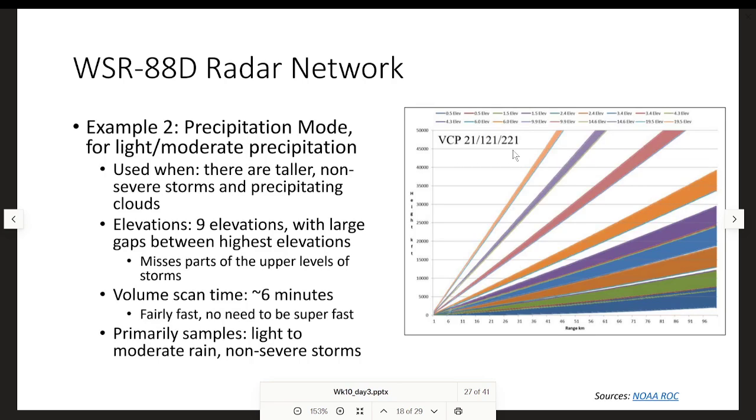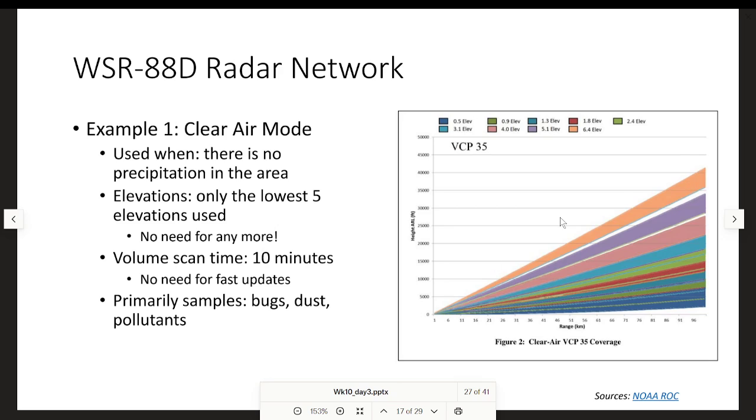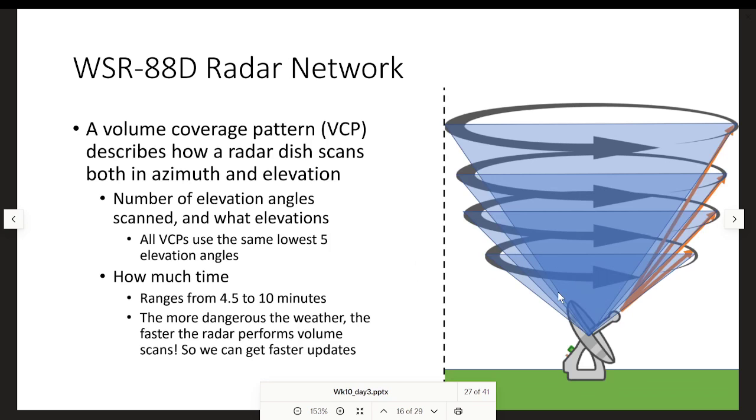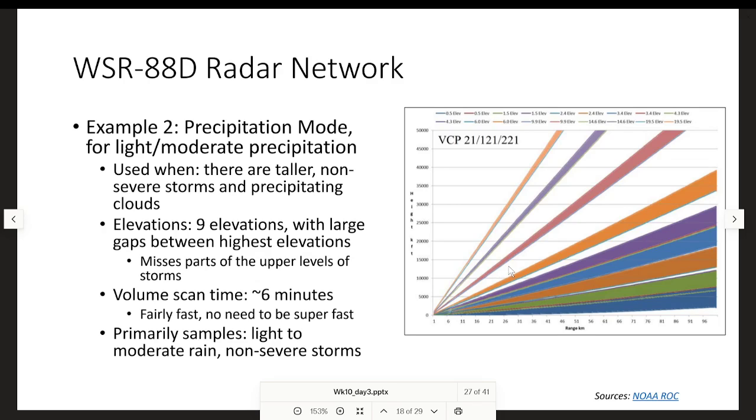Example 2 is a precipitation mode for light to moderate precipitation. So when there's taller non-severe storms and precipitating clouds, it will increase the number of elevation scans to 9 elevations. So as you can see, it's not going as far up here. This is the height above the ground, and this is the range. But when you switch to the first storm mode, it includes these scans that go higher up in the atmosphere.